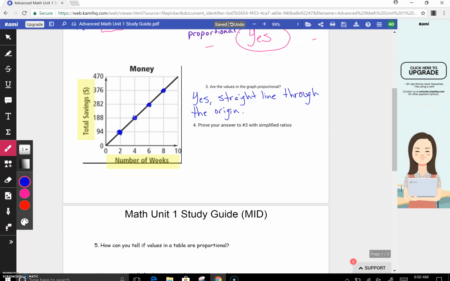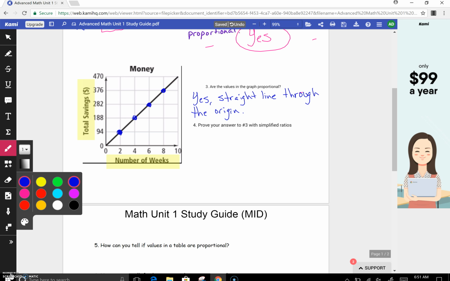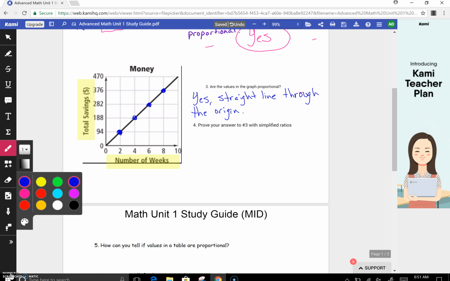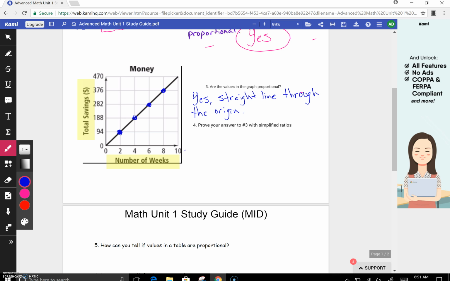And number 4 is a pretty important part of this. It says, prove your answer to number 3 with simplified ratios. So I want to make sure you know how to create ratios from a graph. So here's how you do that. You pick a point that you see, and you keep in mind that your X value is all of these numbers, and your Y values are all of these numbers.